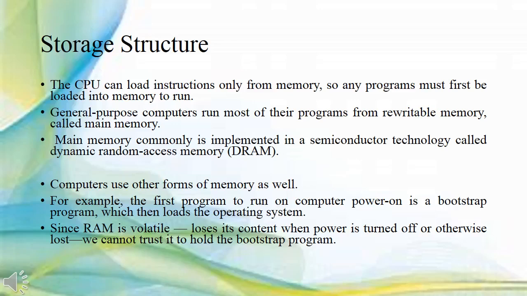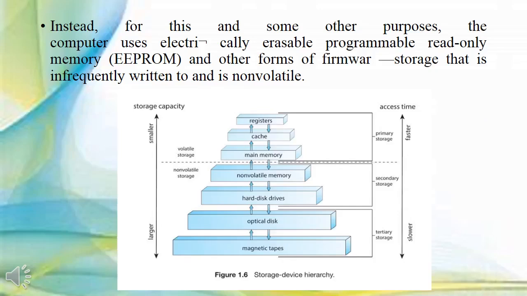For example, the first program to run on computer power on is a bootstrap program, which then loads the operating system. Since RAM is volatile, it loses its content when power is turned off or otherwise lost, so we cannot trust it to hold the bootstrap program. Instead, for this and some other purposes, the computer uses electrically erasable programmable read-only memory, EEPROM, and other forms of firmware, storage that is infrequently written to and is non-volatile. In the above diagram, the storage structure hierarchy based on the storage capacity is discussed.